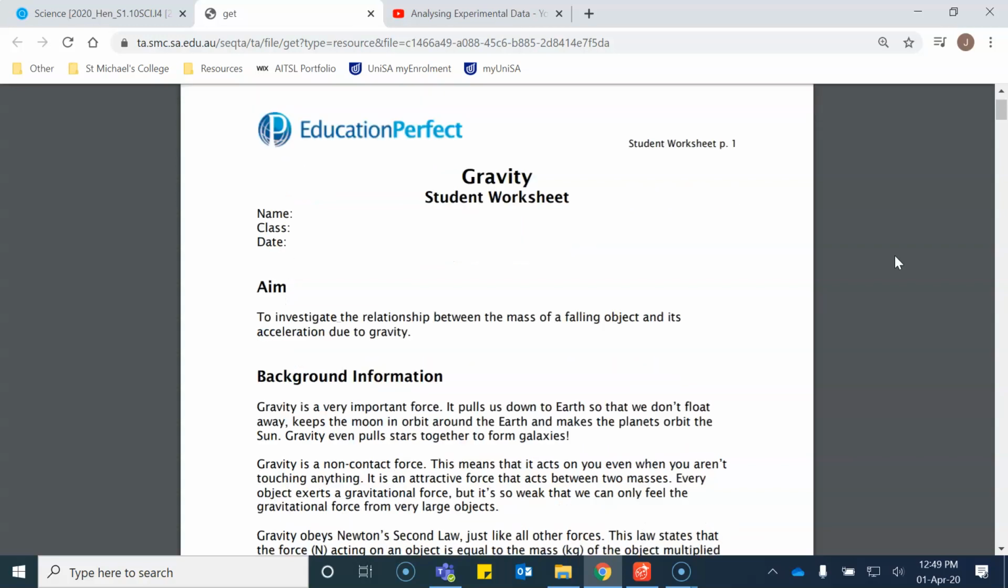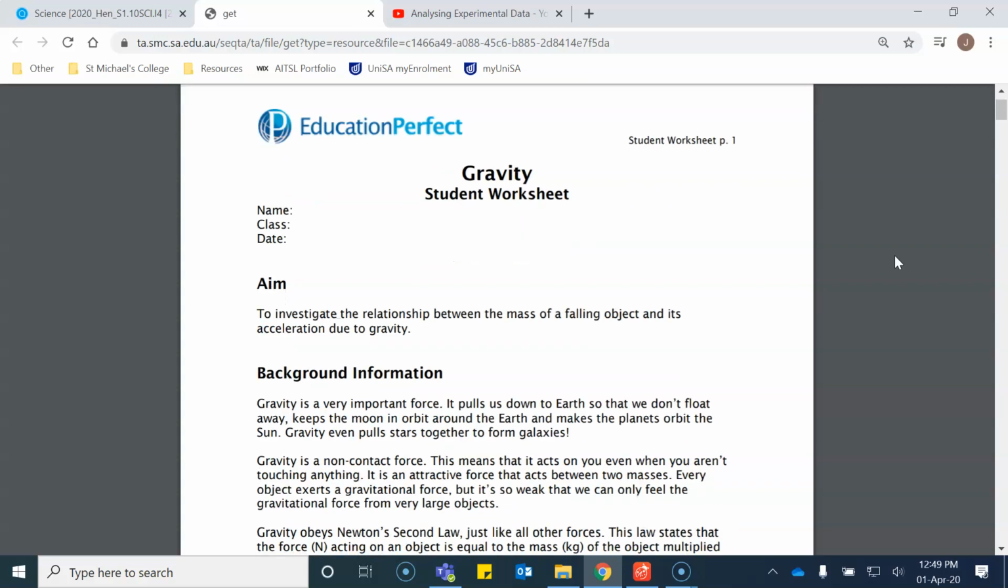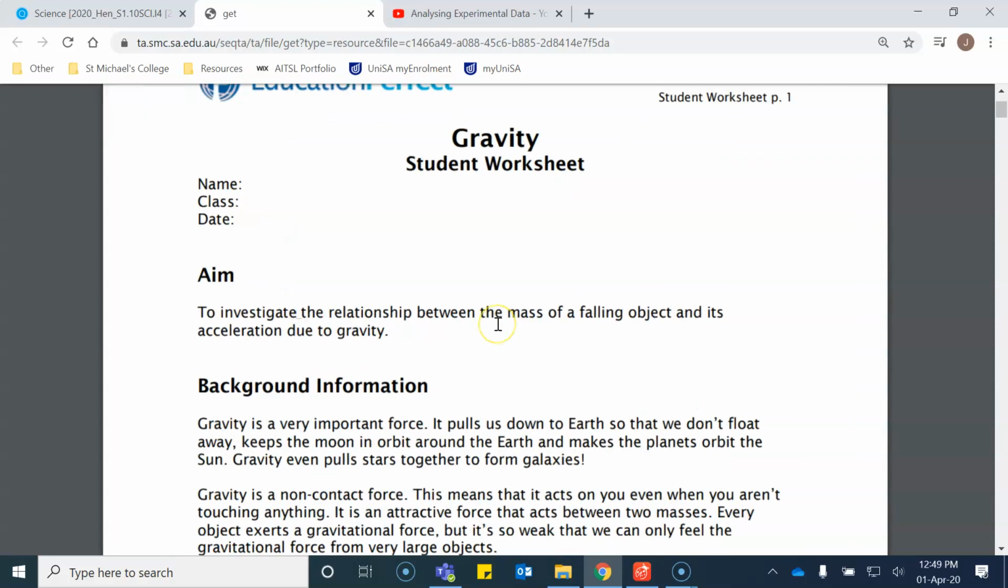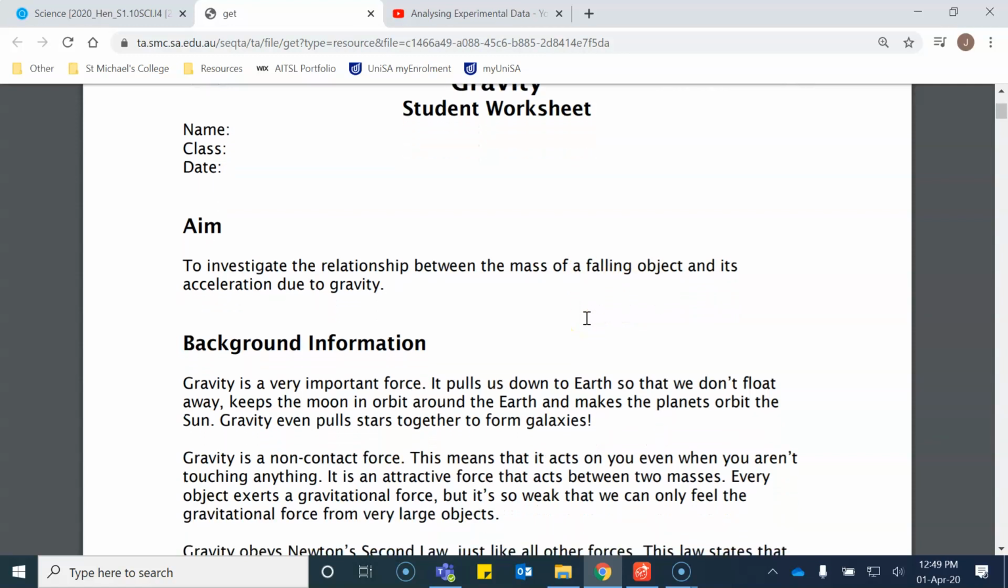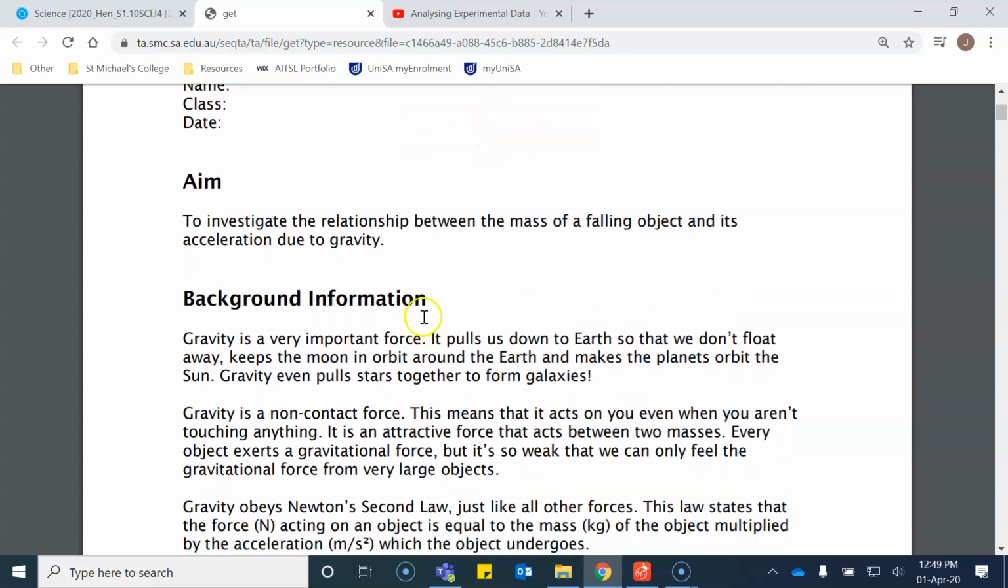Alright, so in this second lesson, we're going to go outside to have a look at the effects of gravity on different objects. The aim of the experiment is to investigate the relationship between the mass of a falling object and its acceleration due to gravity. So gravity is an important force.